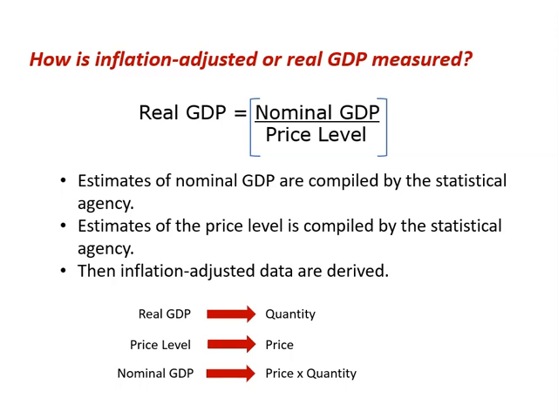How is inflation adjusted or real GDP measured? Of course, we have mentioned this earlier, but the BEA estimates nominal GDP and the price level separately, and from those measures can calculate real GDP. Although this might be slightly redundant from an earlier slide, hopefully, it drives home the relationship.